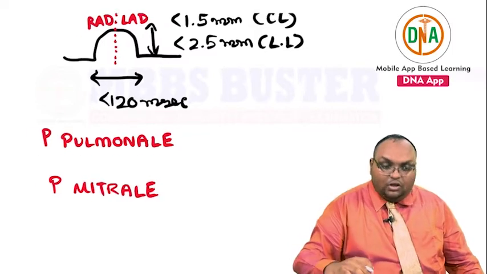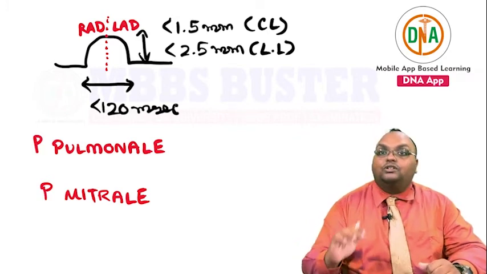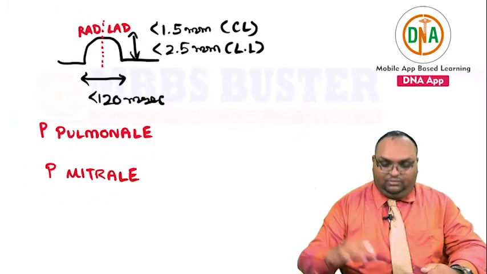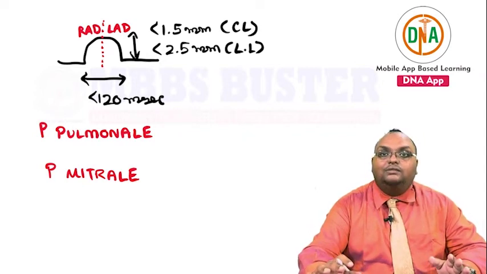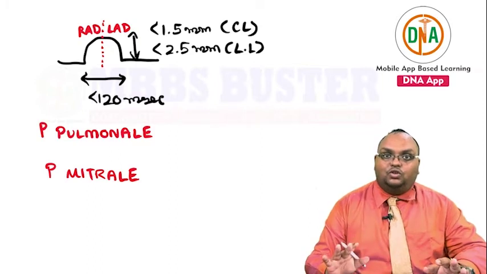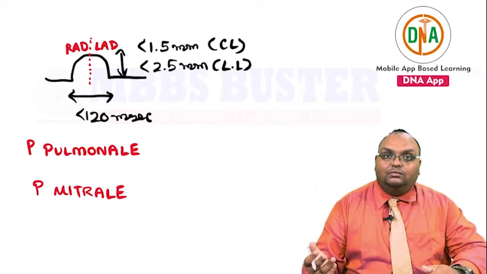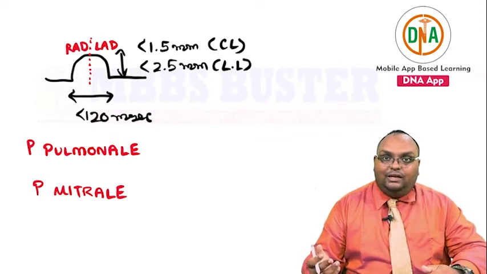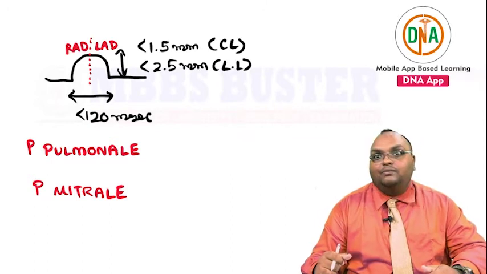Right. So what is P pulmonale and what is P mitral? That is important. Okay, let's come to it. P pulmonale is a tall P wave, which has a height of more than 1.5 millimeters in the chest leads and a height of more than 2.5 millimeters in the limb leads.